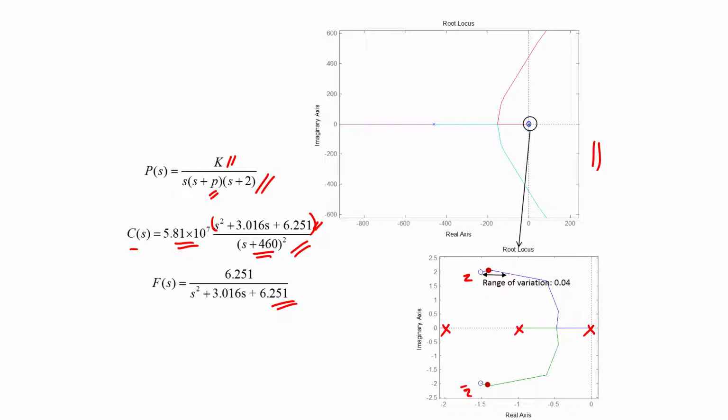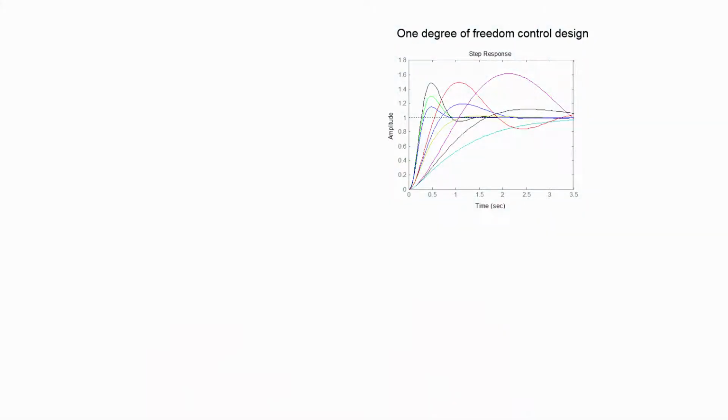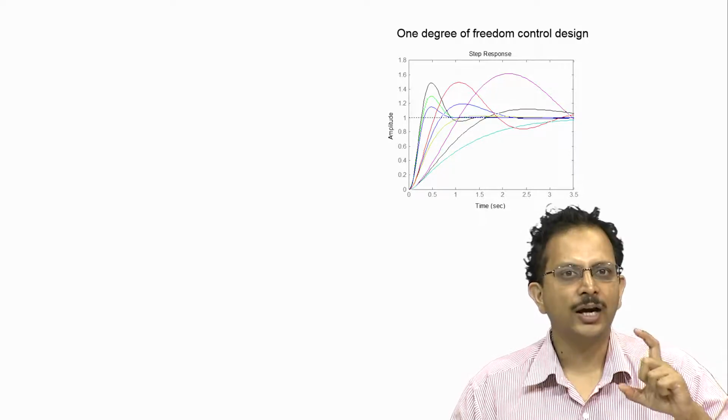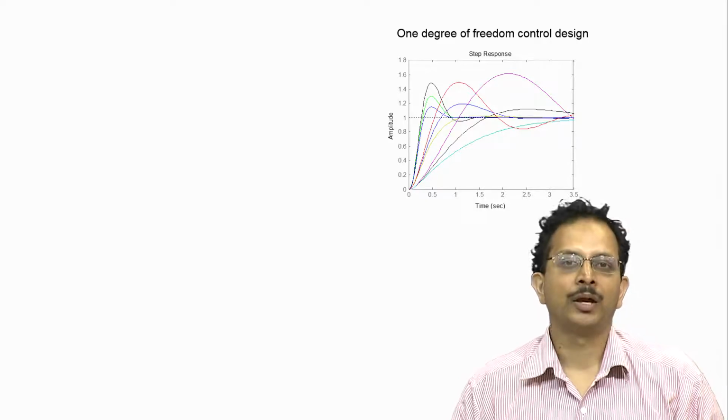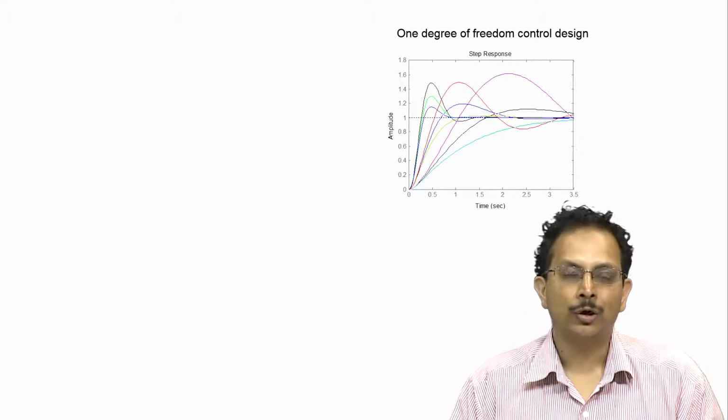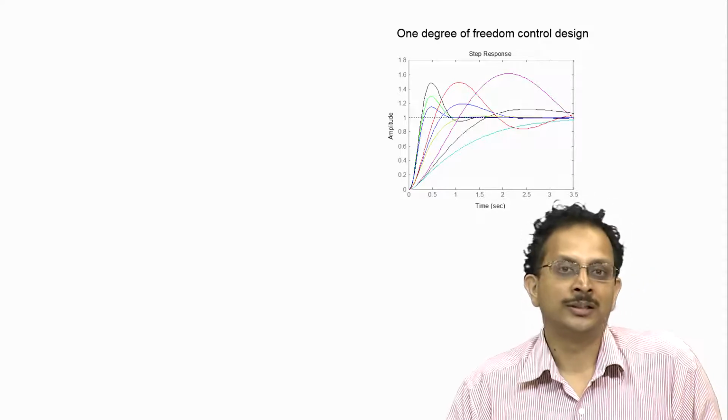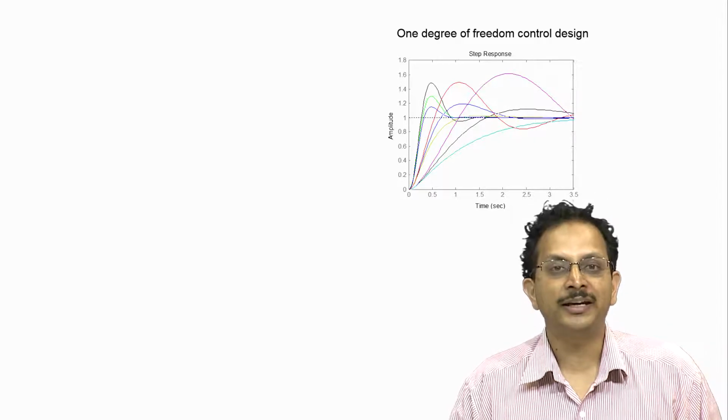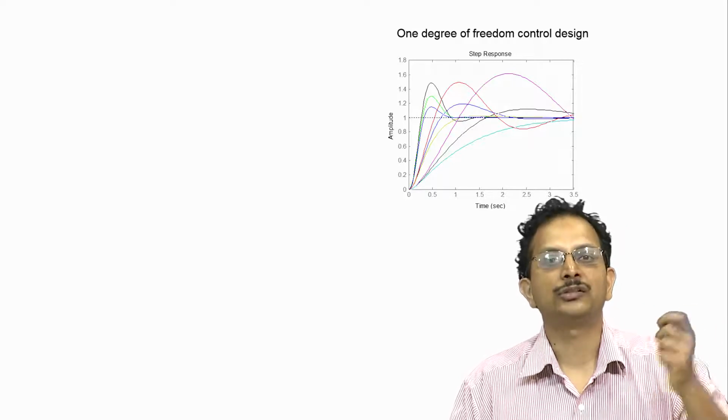Now that we are done with the design we can look at the step response of the overall closed loop system. That has been plotted in this graph here. What I have plotted here is a step response of a 1 degree of freedom control system. So we do not have the pre-filter here, we just have a feedback controller which ensures that the nominal positions of the closed loop poles are at -1.5 ± 2j. However, when the plant's gain changes or when the plant's pole location changes, the controller cannot restrict the variation of the closed loop pole about its nominal position.